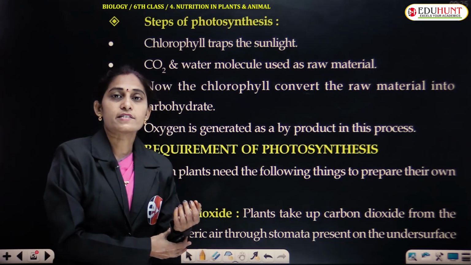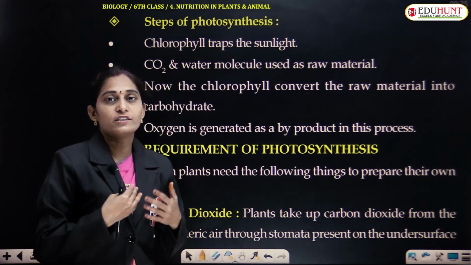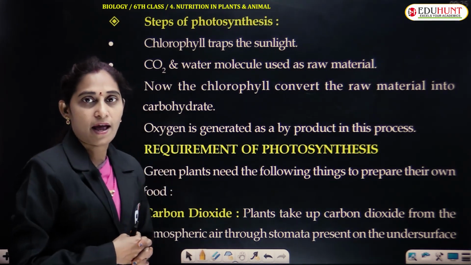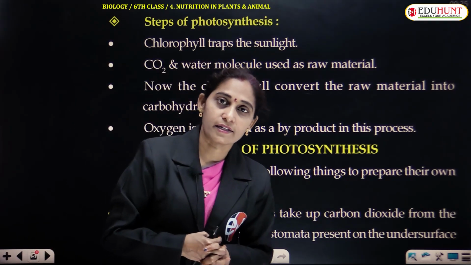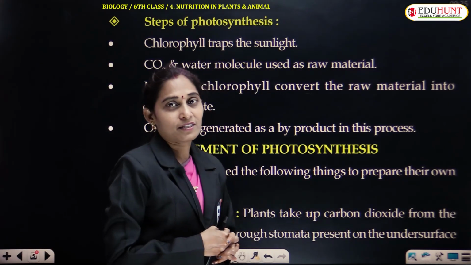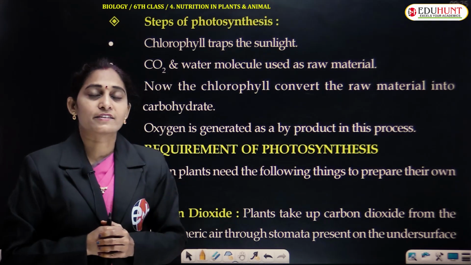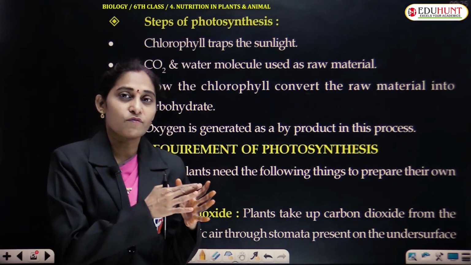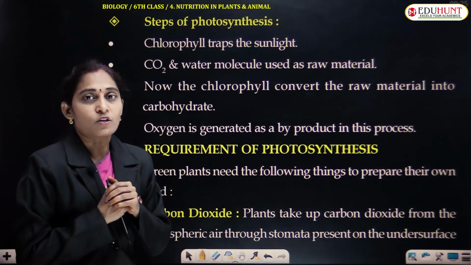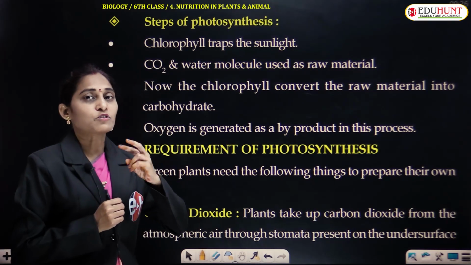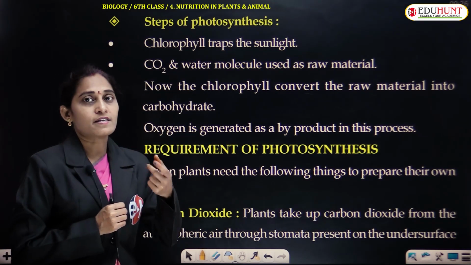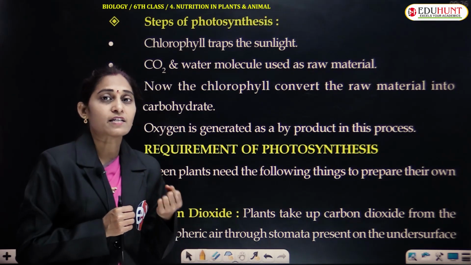In photosynthesis, there are two major steps. One is light reaction and the second one is dark reaction. Light reaction is nothing but trapping the light energy, and dark reaction is converting the CO2 into glucose. These are the two different reactions that take place in photosynthesis.